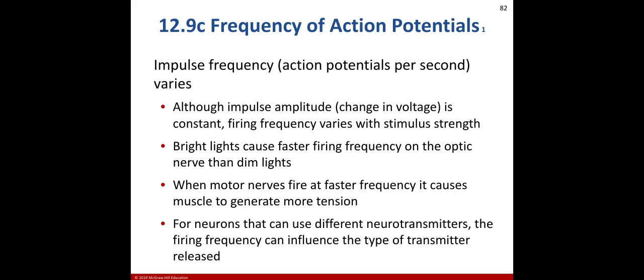Impulse frequency, or how many action potentials per second, does vary. So although the impulse amplitude is constant, right? We're going from negative 70 and then below that and back to it. The frequency varies with stimulus strength. For example, bright lights cause faster firing frequency on the optic nerves than the dim lights. When motor nerves fire at faster frequencies, it can cause more muscle tension. And for neurons that can use different neurotransmitters, the firing frequency can influence the kind of neurotransmitter that gets released.